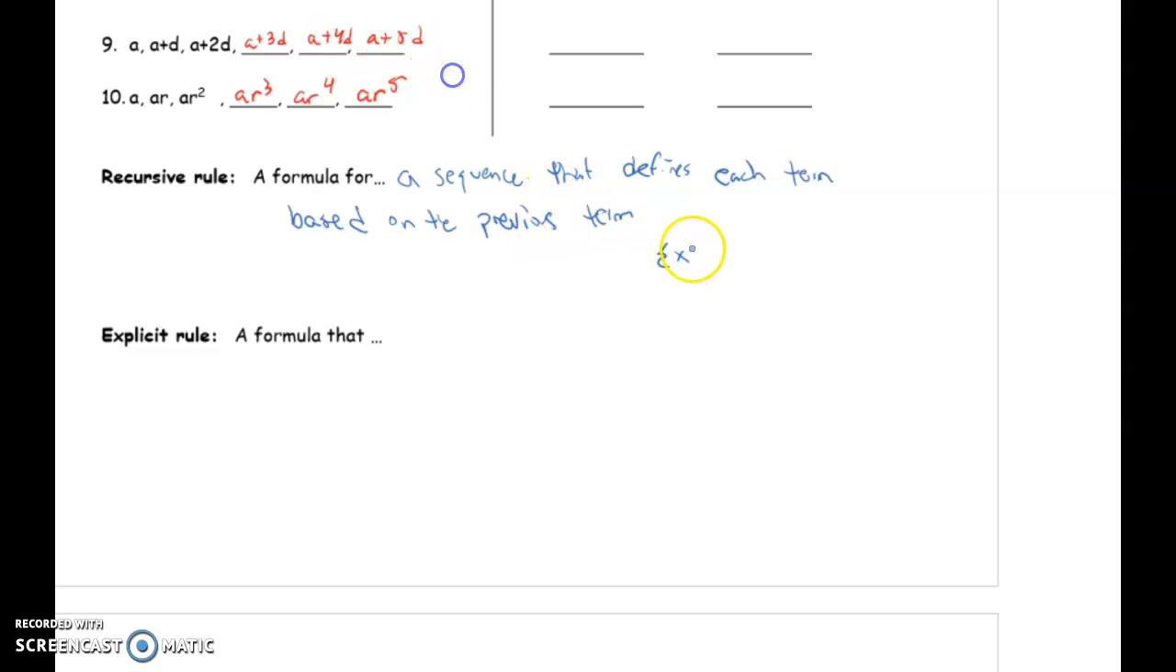So for example, if I have the sequence 3, 5, 7, 9, 11, and so on, I can write a recursive rule for this sequence by saying that the first term, which we call A1, is equal to 3, and then starting with the second term, we can say that the nth term, so any additional term, is equal to the previous term plus 2. Notice that the second term is equal to the first term plus 2, the third term is equal to the second term plus 2, and so on and so forth.